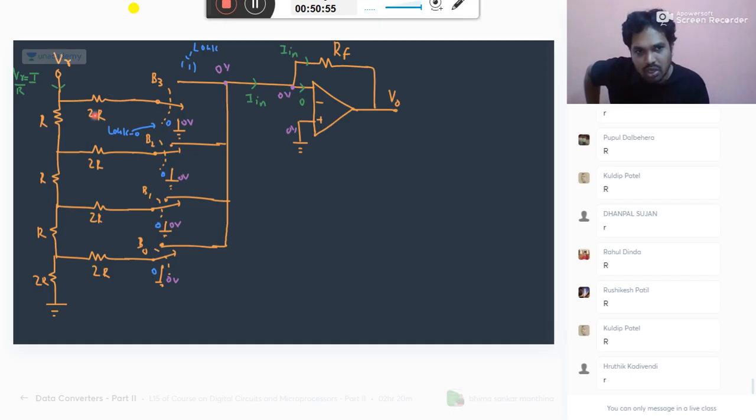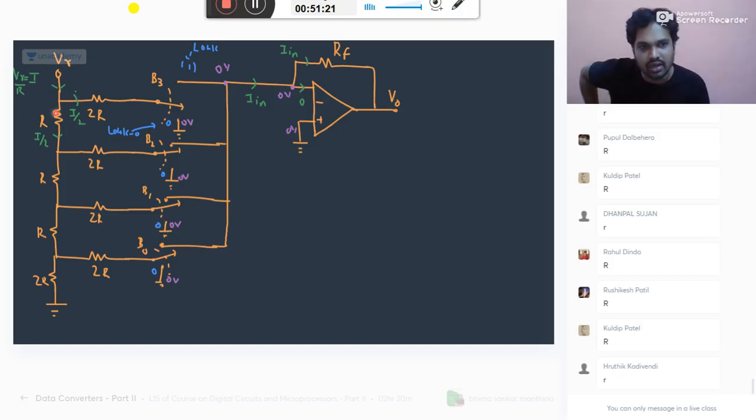Now come down. I total is R, and this whole part is 2R. So you can divide the current into equal parts of I by 2 and I by 2, because the impedance is the same, so the current divides equally. Current I comes and divides into I by 2, I by 2.